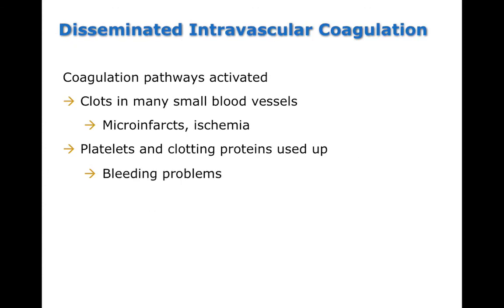Now with disseminated intravascular coagulation, what's interesting here is that coagulation pathways are activated, and this can actually lead to clots in small vessels, causing microinfarcts and ischemia. But if this is massive enough, like especially with things like infection and type 1 hypersensitivity, platelets and clotting proteins can be used up, and this can lead to bleeding problems, where some individuals that have undergone shock and have had DIC, due to a depletion of clotting factors, may be at risk for bleeding problems, like bleeding along the GI tract, along their gums, other mucous membranes as well, and they might have difficulty forming clots adequately.